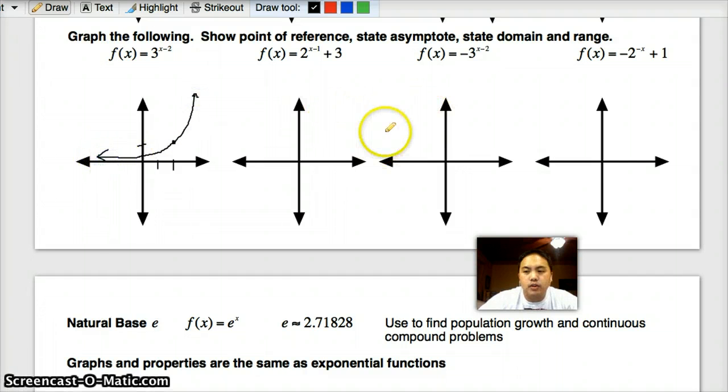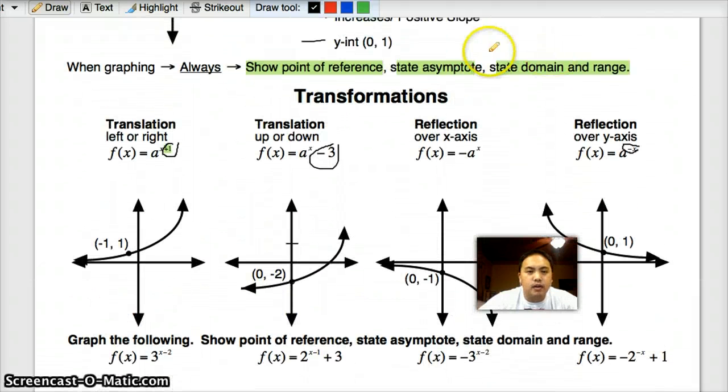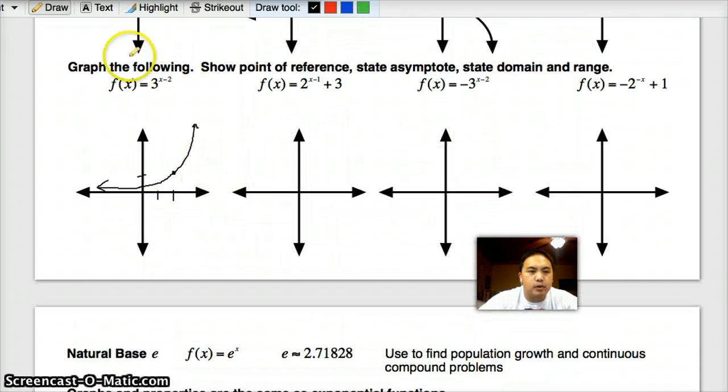Remember, if I scroll up real quick, there's a few points that you always need to consider. Always show point of reference, asymptote, domain, and range. Well, my point of reference, remember I moved it. So this is now 2, comma 1.